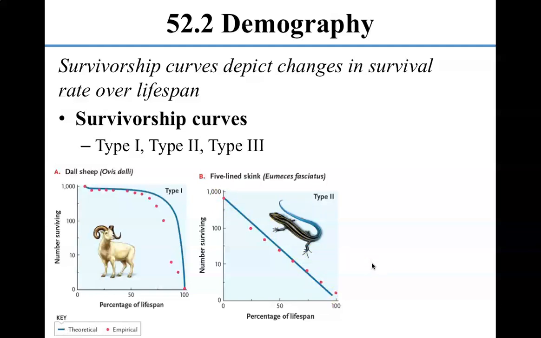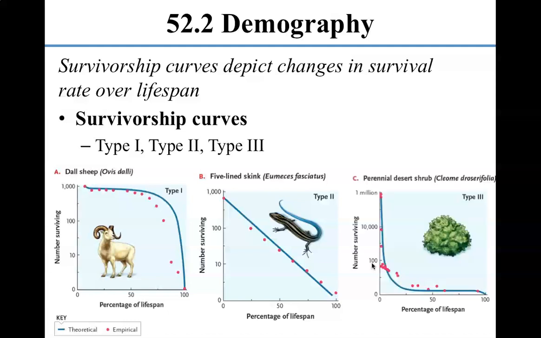That might be because there's less parental care, or there's more competition for resources, or there's more babies born in each litter. So that's type 2 survivorship curve. Compare that with type 3. So type 3 is kind of the opposite of type 1. In type 3, it's mostly the young that die.